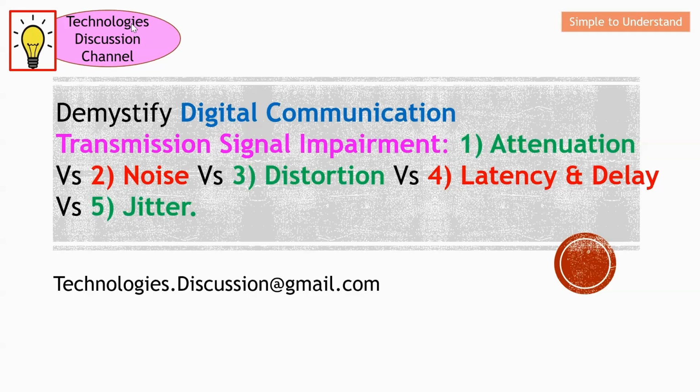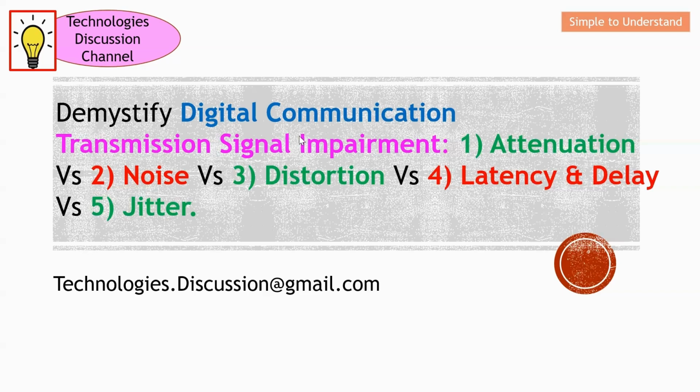For this video, I'd like to continue the discussion on digital communication. In this video, I'm going to explain the different types of transmission impairment. For example, when we transmit a signal, we want our recipient to receive the exact signal that we want to transmit. However, in a practical world, this is almost not possible. This is because the signal may be subject to impairment.